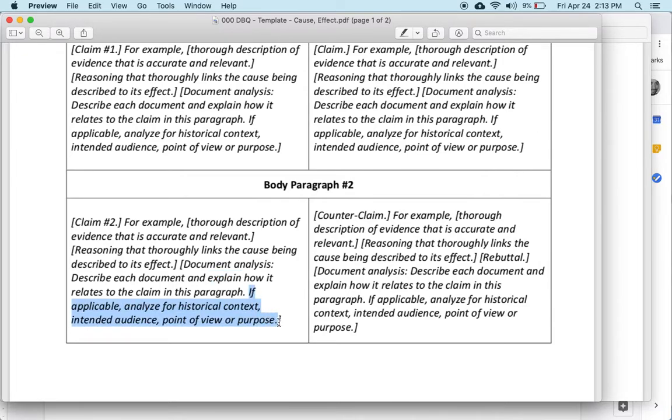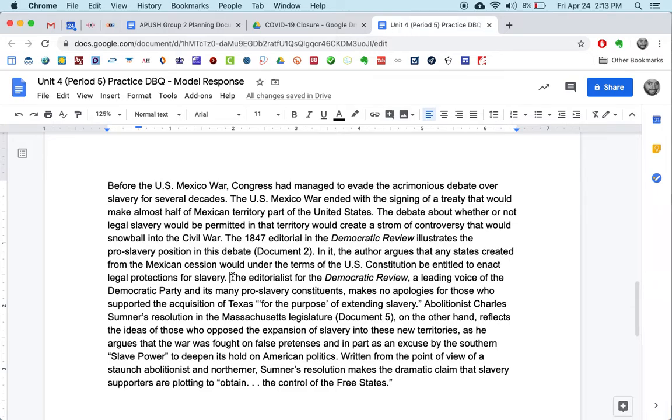And then here I do the thing I haven't done yet. I describe, in this case, the point of view. Who is it that's writing this? And how is that reflected in the text itself? The editorialist for the Democratic Review, a leading voice of the Democratic Party and its many pro-slavery constituents, that's the point of view of this editorial, makes no apologies for those who supported the acquisition of Texas, quote, "for the purpose of extending slavery." That's my brief analysis, suggesting that because of the point of view, certain ideas are presented in certain ways.